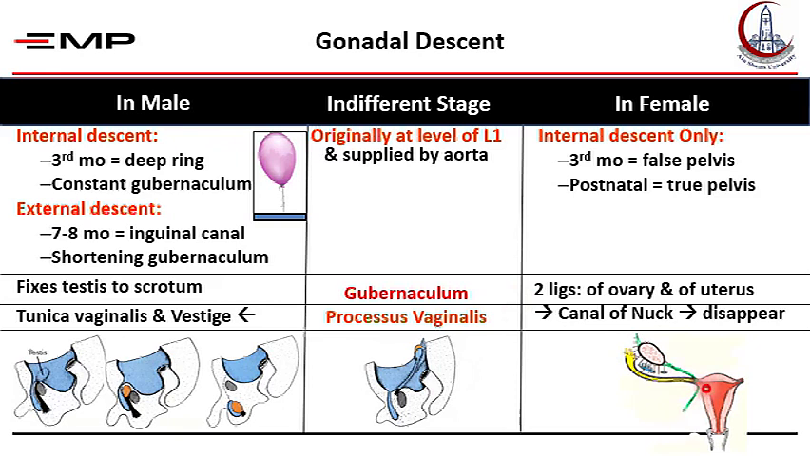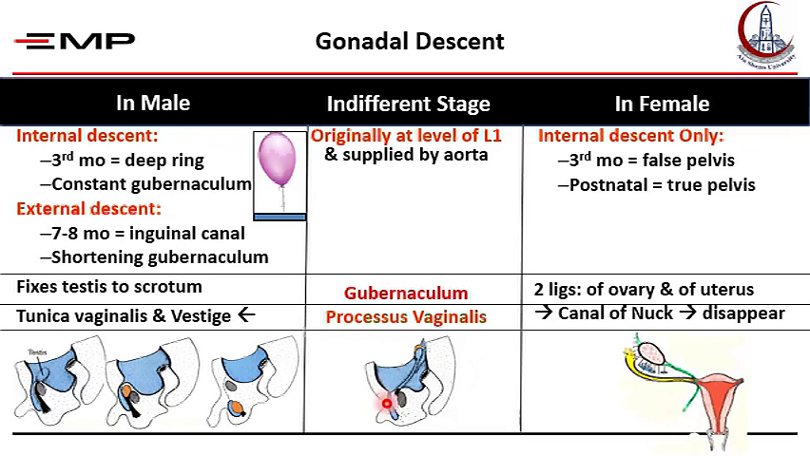It becomes adherent to the developing uterus at its cornua, this angle. So it becomes divided into 2 parts. The part between the ovary and cornua of the uterus is called the ovarian ligament, and the part between the cornua of the uterus and the external genitalia, running through the inguinal canal, is called the round ligament of the uterus.